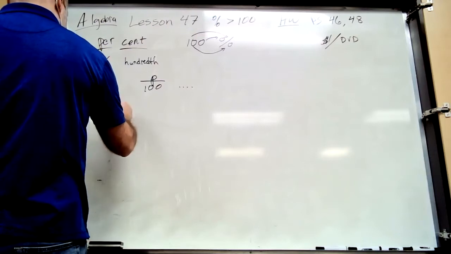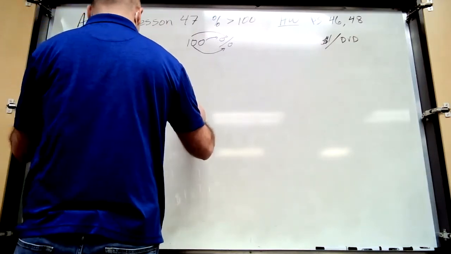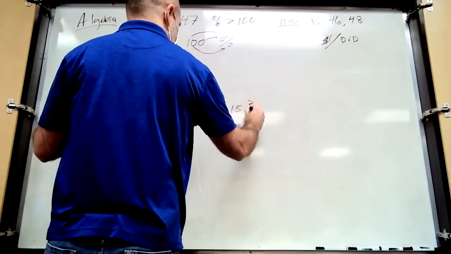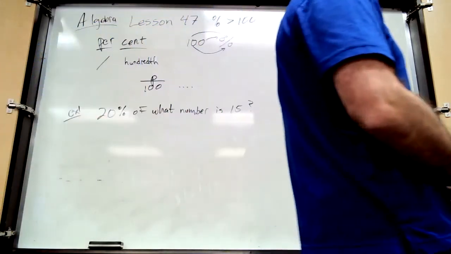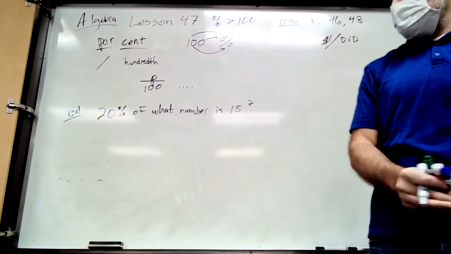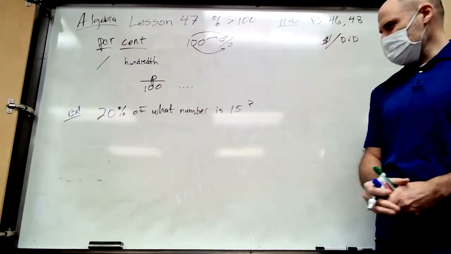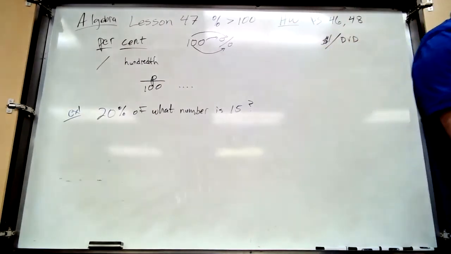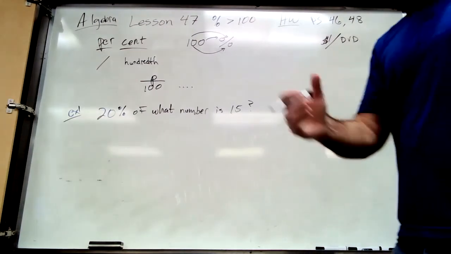So 20% of what number is 15? Okay, so in the past, we would have to basically think about this problem. We'd have to say, all right, I think you have to divide something, but you might have to multiply something, that word of, but you don't know what number you're finding a percent of. So then you have to use your brain. You don't have to use your brain.